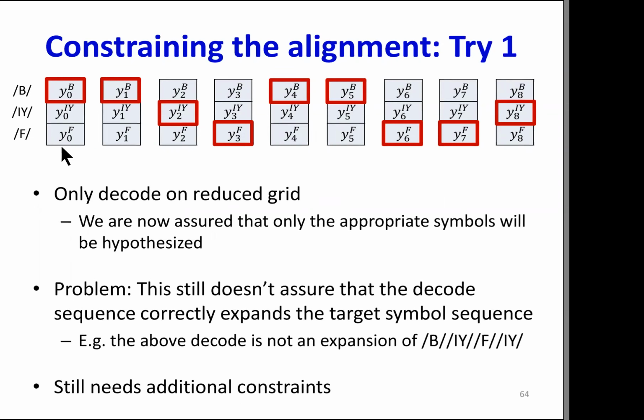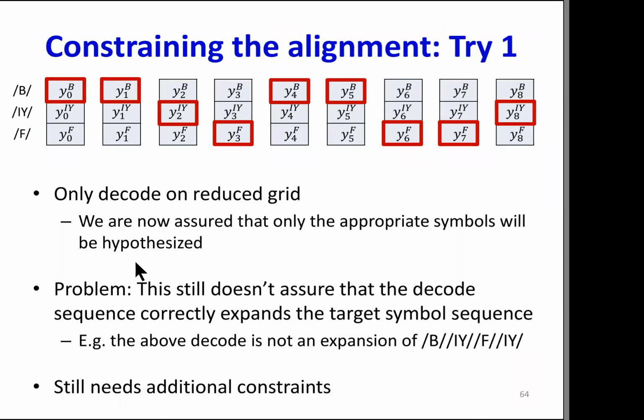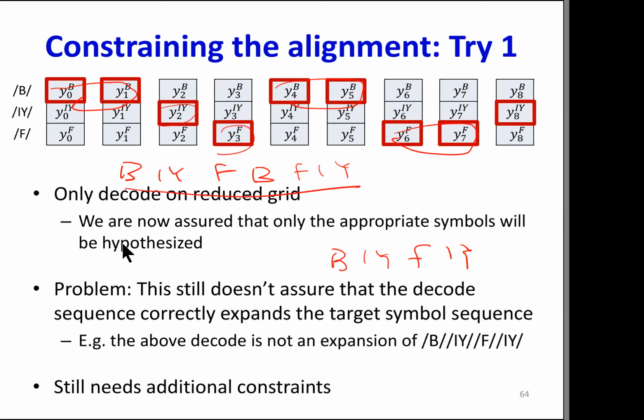Not necessarily, because they might occur in any order, right? Because here you're getting B, E, F, B, F, E. This is not what you want. What you want is beefy, which is collapsed of all repetitions, and you find that this actually represents a sequence which is not what you want.